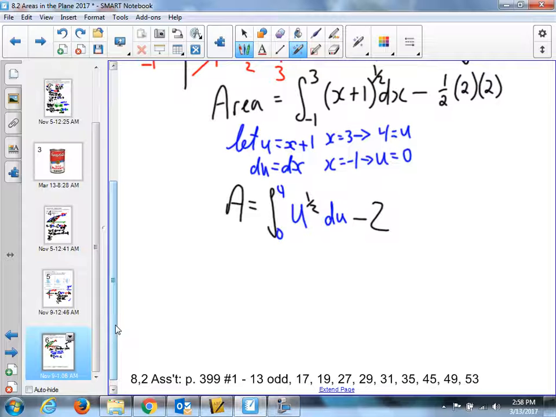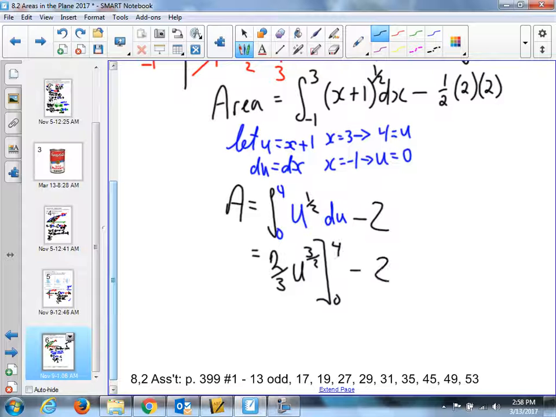Back to this, though. We did this one before, right? And? Yeah, it's 2/3 u to the 3/2. Okay, so yeah, 2/3 u to the 3/2, going from 0 to 4, subtracting 2 from that answer, and 10, not 10/3, 4.